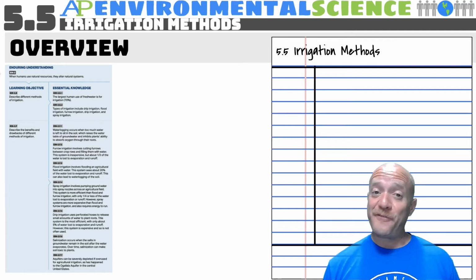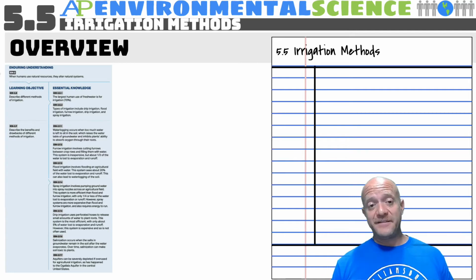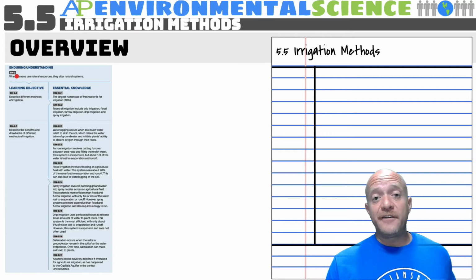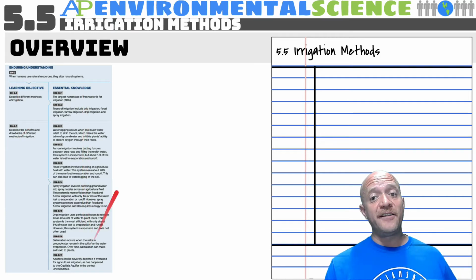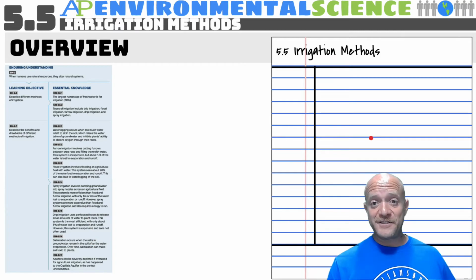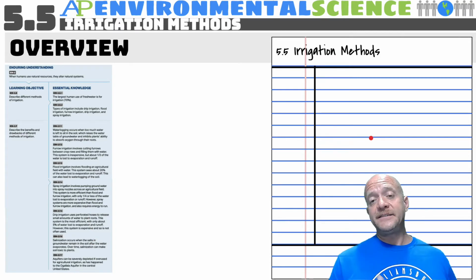Hi, today we're going to talk about 5.5 irrigation methods. Take a moment and check out the enduring understanding, look at the learning objectives, pause the video and review the essential knowledge as you set up your Cornell notes. So irrigation is withdrawing water for use in agriculture.